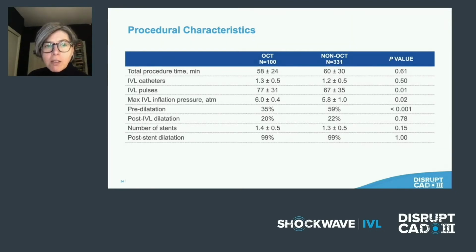What you can see is that if you used OCT, you were likely to use slightly more pulses of therapy, and you were less likely to use predilatation, presumably because being able to cross the lesion with the OCT catheter gave you confidence that the IVL balloon was going to cross without any pre-treatment.